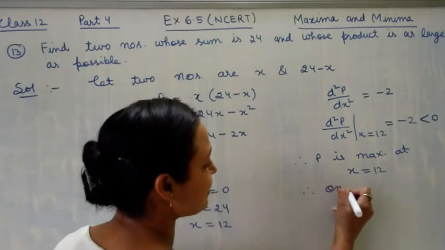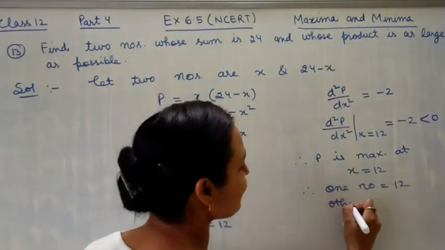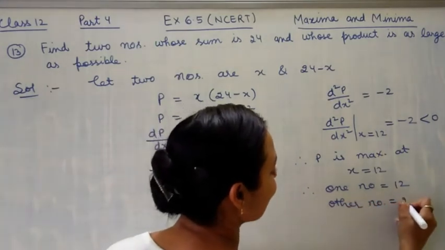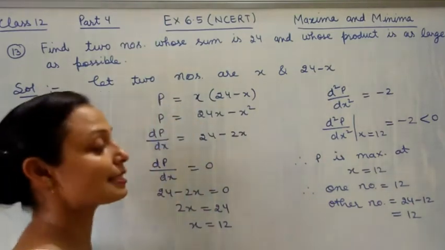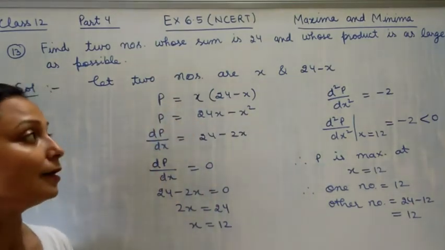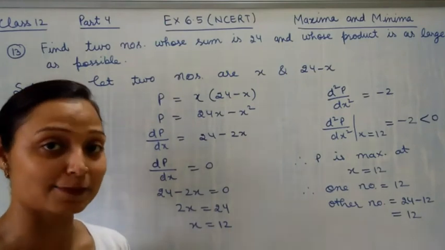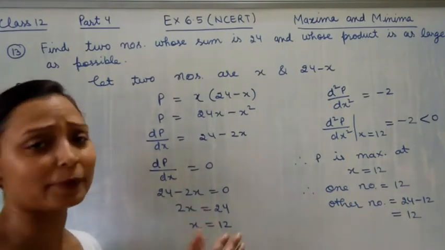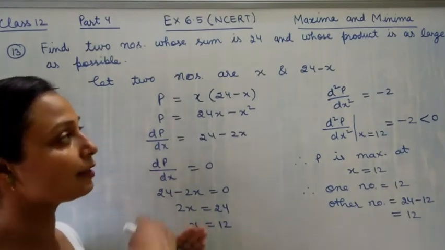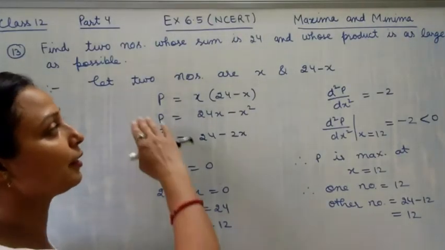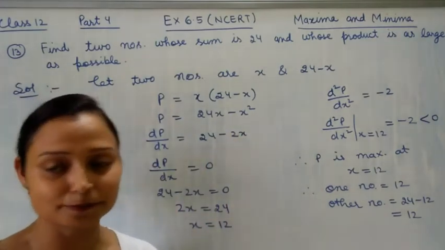Therefore, one number is x, that is 12, and the other number is 24 minus 12, that is again 12. So this is the way to find the product which is as large as possible. This is the simple question I have taken for your understanding. Now all 3 or 4 questions depend on the statement of numbers only. I will do the next question.